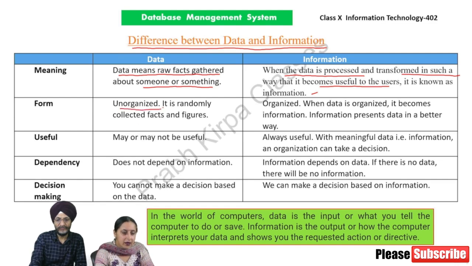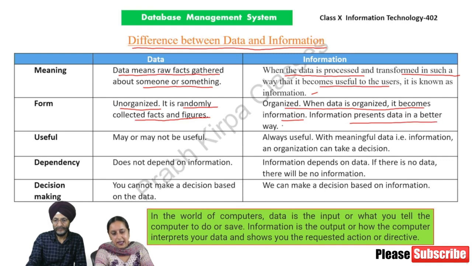Data is in unorganized form. It is randomly collected facts and figures. When data is organized, it becomes information. Information presents data in a better way. Data may or may not be useful. Information is always useful. With meaningful data, that is information, an organization can take a decision.